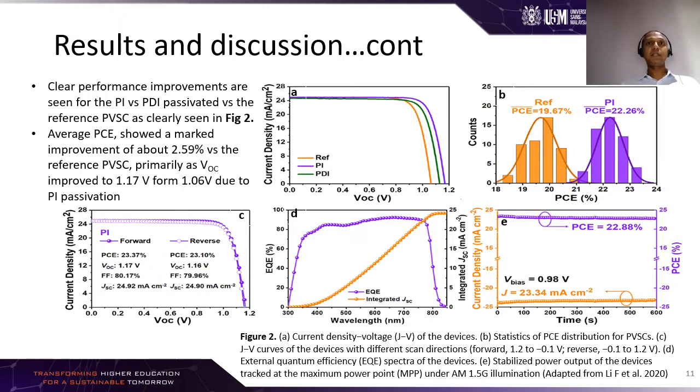Right, these are the various graphs you can see, and the average PCE showed a marked improvement of about 2.59%. So if you look at this, 22.88 versus the value obtained by the reference, 19.67, the average comes to about a 2.59% increase. Now, also the VOC improved to 1.17 volt from 1.06 volt due to the PI passivation.